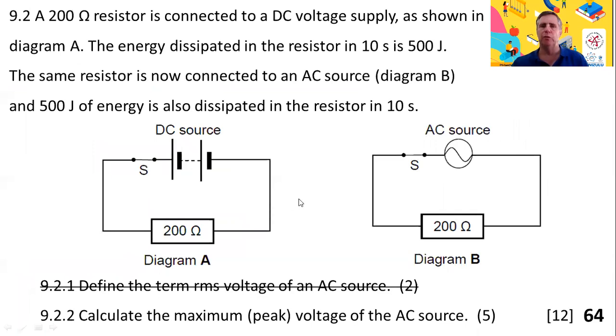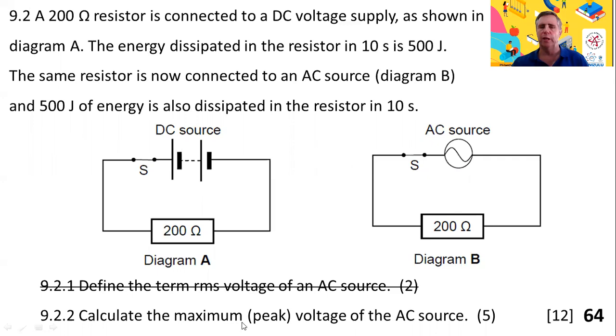Moving on to the equations question, we're told a 200 ohm resistor is connected to a DC voltage supply. Energy dissipated in 10 seconds is 500 joules. Then the same resistor is connected to an AC source, and 500 joules of energy is also dissipated in 10 seconds. Same resistor, same amount of energy. 9.2.1 is just learning work. That's a recall question I'll leave for you to do.